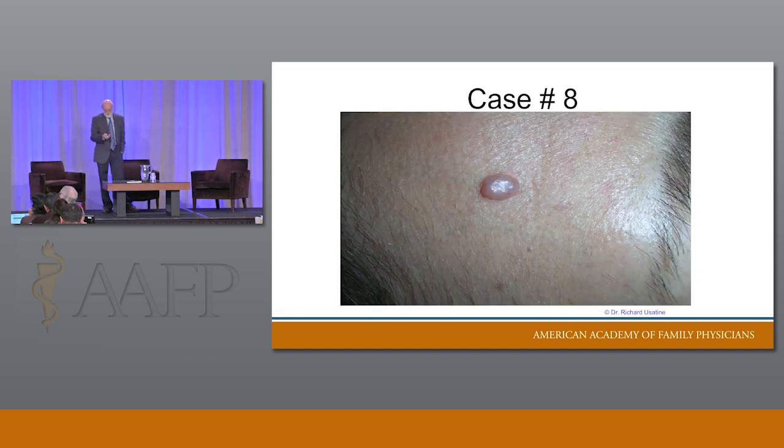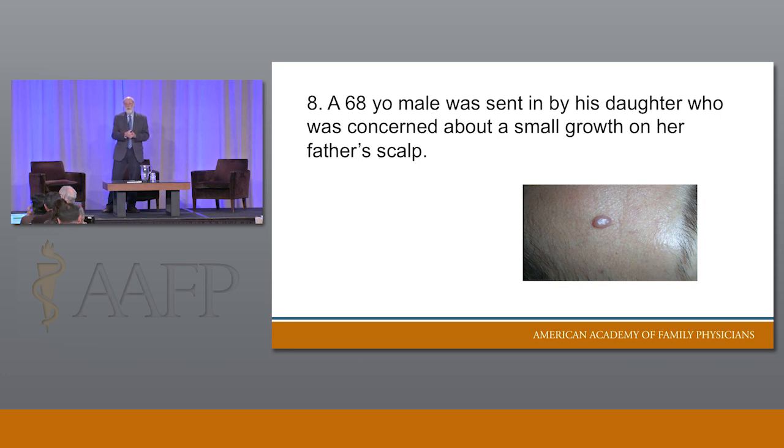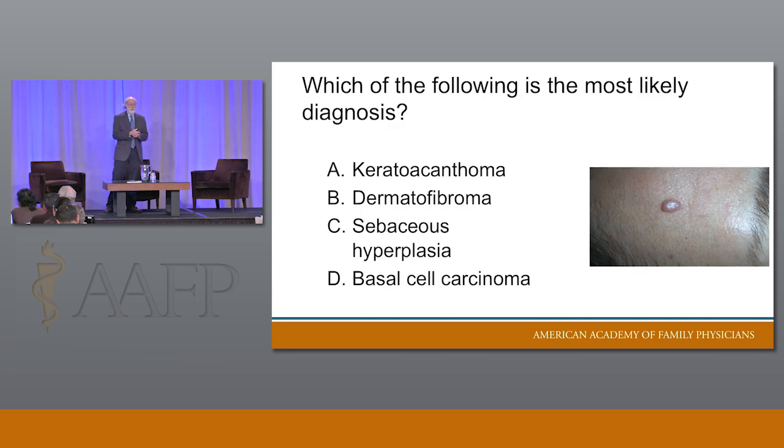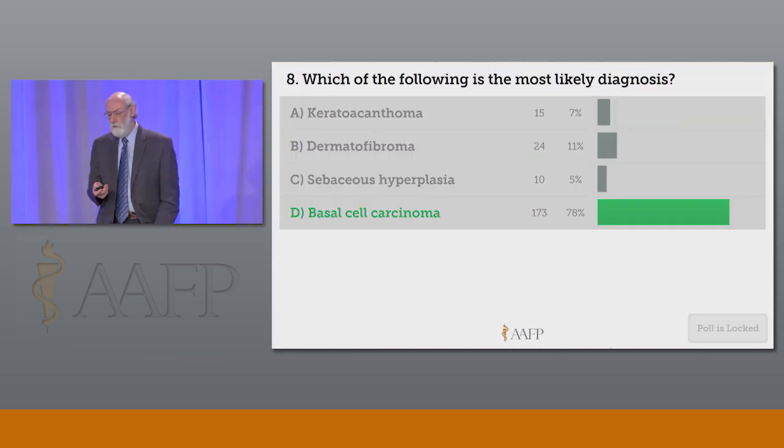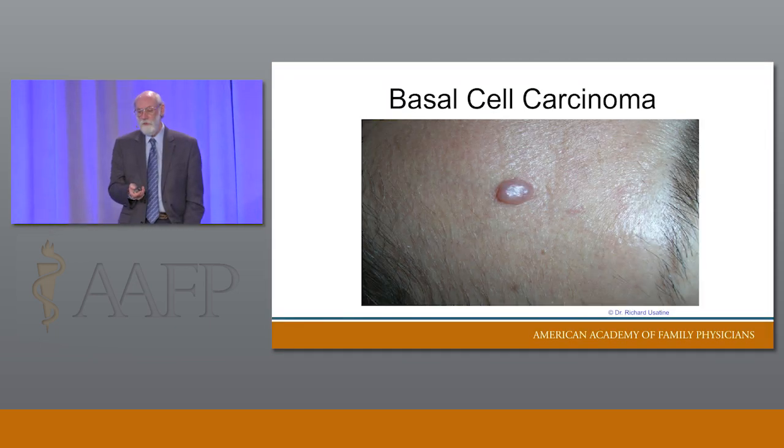Case number 8, the case of the Golden Dome. A 68-year-old male sent in by his daughter, concerned about a growth on her father's scalp. Which of the following is most likely? Keratoacanthoma, dermatofibroma, sebaceous hyperplasia, basal cell carcinoma. Your vote is for basal cell, which is good, that's right.